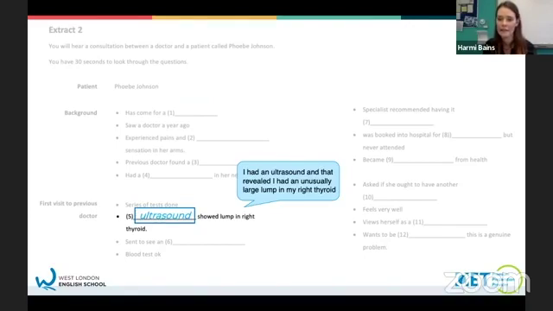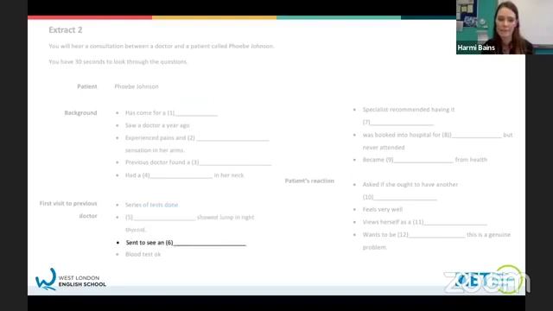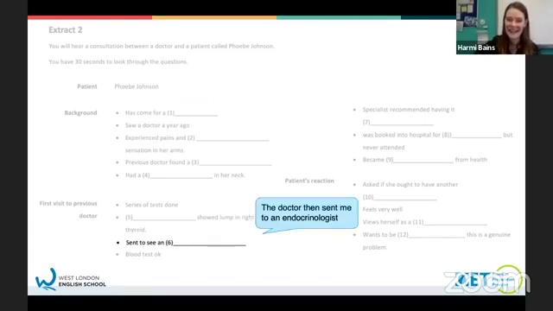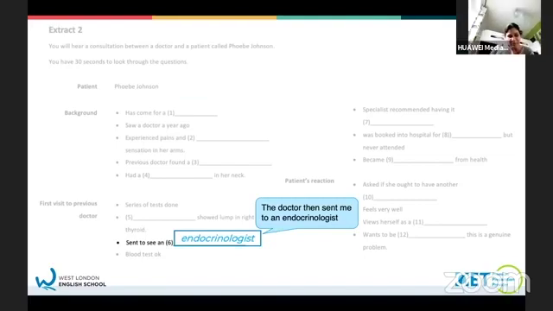What did you have for number 6? Endocrinologist. Endocrinologist, correct. Check your spelling for this one, everybody. It's not a problem if it's spelt wrong, but it is a problem if it looks like a different healthcare professional, and there are quite a lot of those in the test, so just be careful with it.